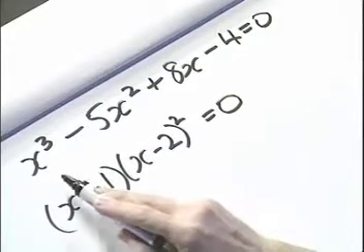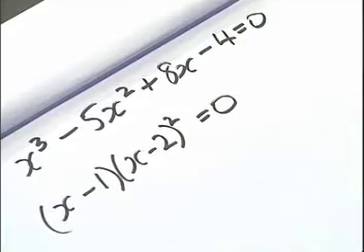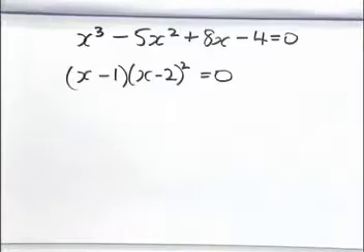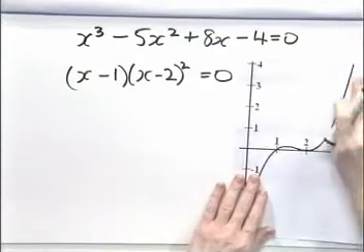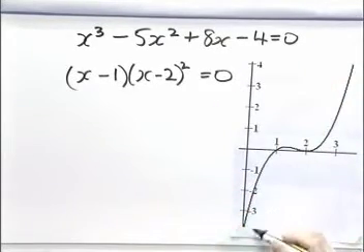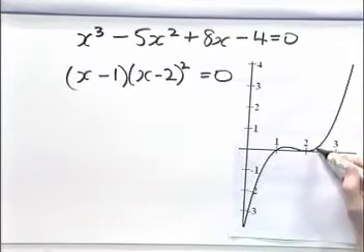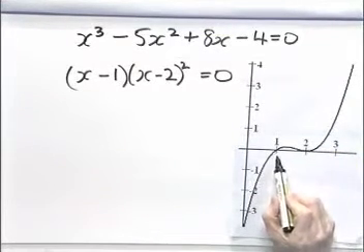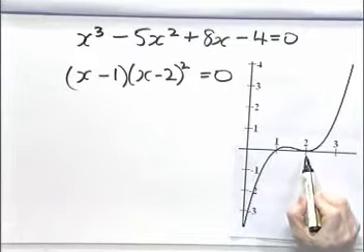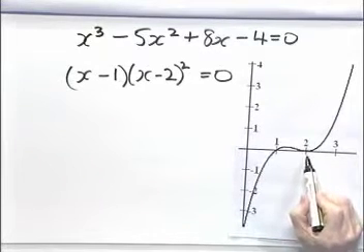Again, I'll show you the graph of y equals x cubed minus 5x squared plus 8x minus 4. Again, the curve starts low to the left and goes high to the right. It crosses the x-axis once and then just touches it. So we have our 2 roots, x equals 1 and x equals 2, and it touches at the repeated root, x equals 2.